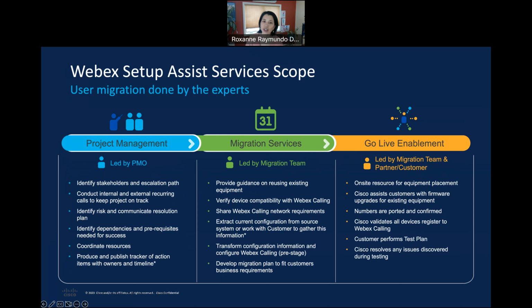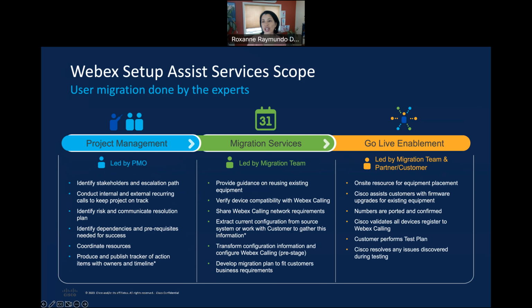Second is the migration services itself, led by the migrations team. The goal of migration services is really to develop a migration plan to fit our customers' business requirements, taking things into account such as the existing equipment, device compatibility, network requirements, and the existing configuration.